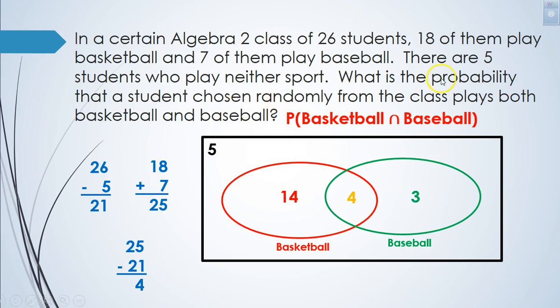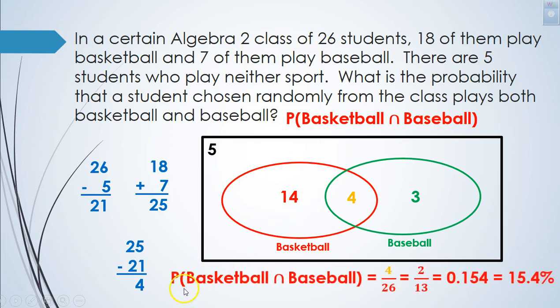So this question is really just asking us about the overlap, because it's asking us how many played both. So that's going to be our 4, and we're going to put that 4 over that 26. So when we're looking for the probability of who played basketball and baseball, we put the 4 over the 26. That reduces to 2 over 13, which is 0.154, which is 15.4%.